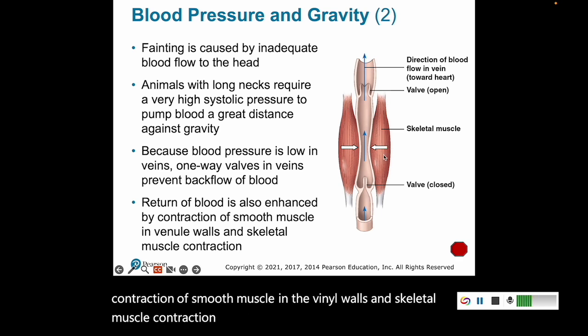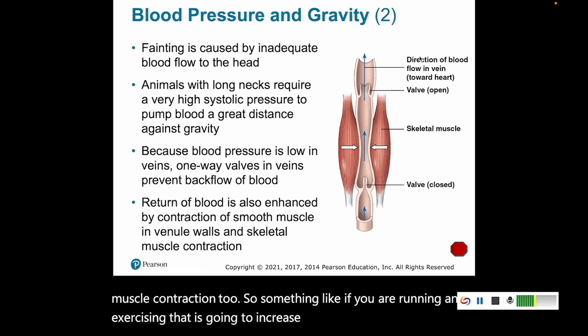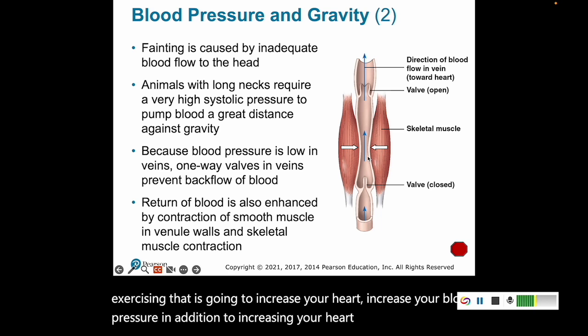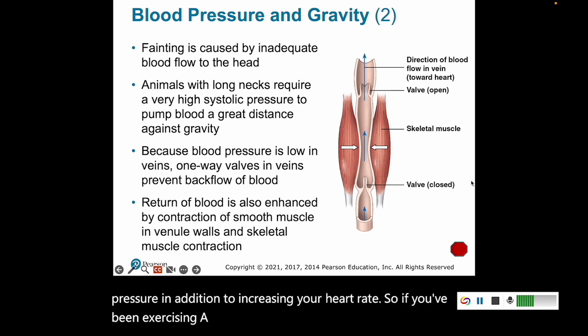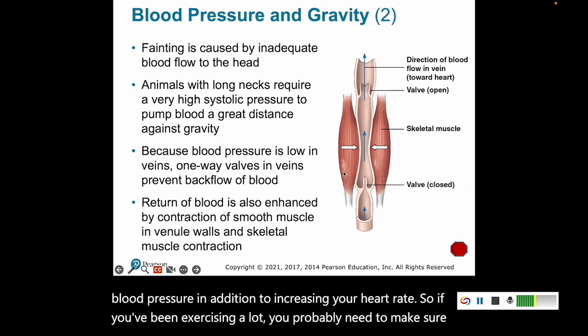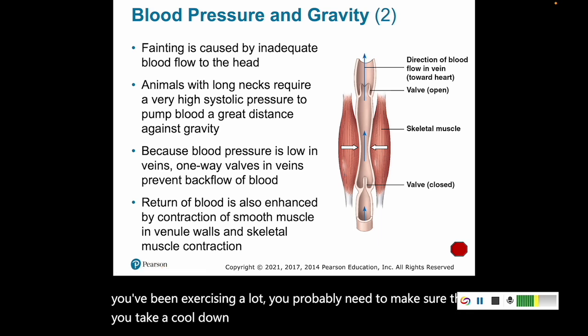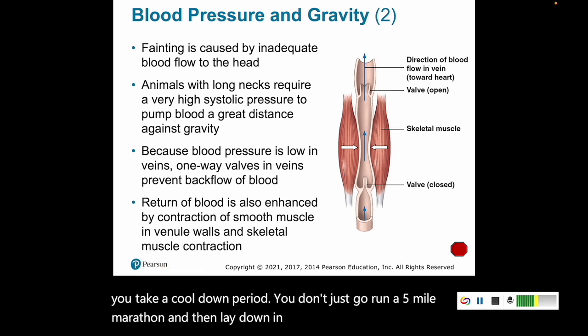So if you're running and exercising, that is going to increase your blood pressure in addition to increasing your heart rate. So if you've been exercising a lot, you probably need to make sure that you take a cool down period. You don't just go run a 5-mile marathon and then lay down in bed. You run a 5-mile marathon and then slow down, cool down until your heart gets back to a resting speed.